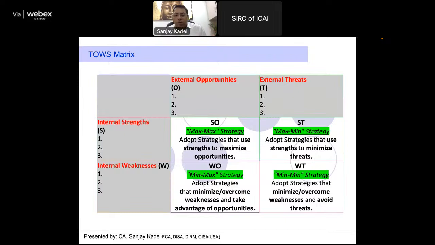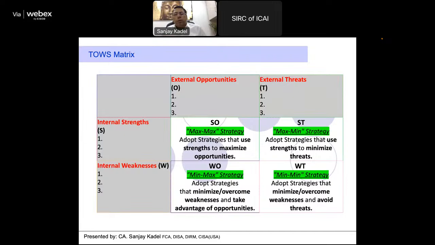That is the reason. So this is the strategic options for strengths and opportunities. For strengths and threats, you can adopt max-min strategy, which means you adopt the strategies which will make maximum use of your strengths and try to minimize the threats. So we call it a max-min strategy.